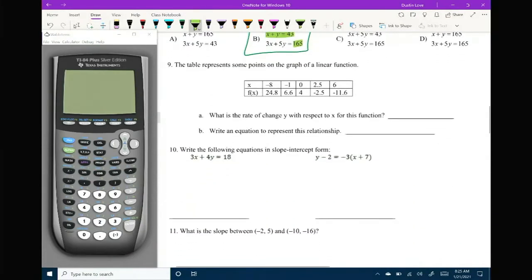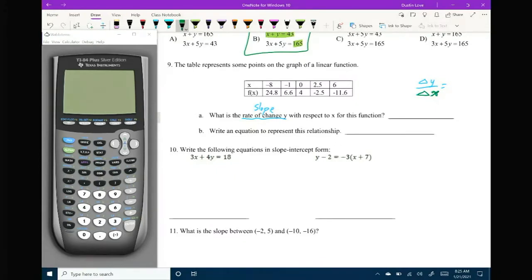Okay, number 9. The table represents some points on the graph of a linear function. What is the rate of change? This is similar to a problem we've had way back in the day. Remember, whenever I see rate of change, that's the same idea as slope. And slope is change in Y divided by change in X. Let me do that in green, just so we have color differences.